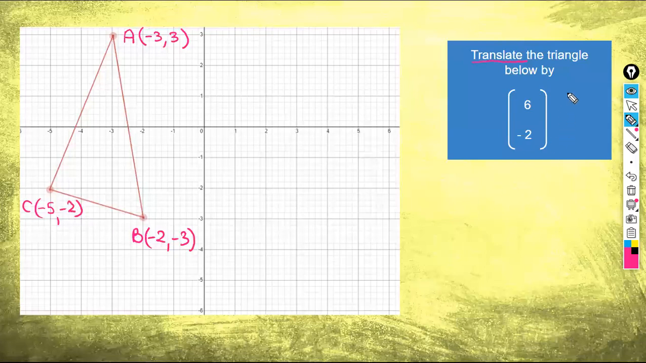And they want you to apply this translation to it. I want you all to find the new coordinates, A prime, B prime, and C prime, and then sketch where it would be on the graph paper. It doesn't matter if you understand it fully or not, just give it a try. Even though you think you might get it wrong, just give it a try. You might surprise yourself. Okay.